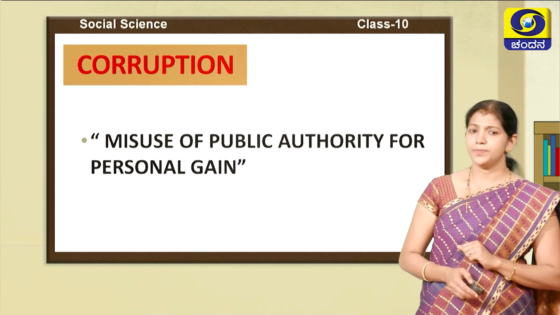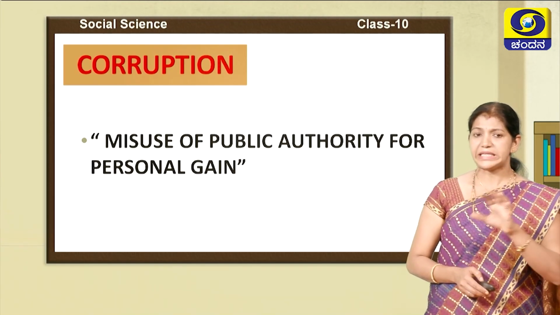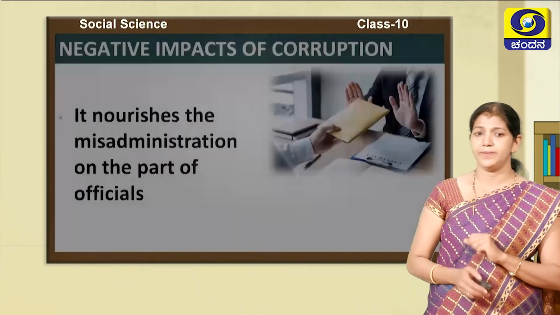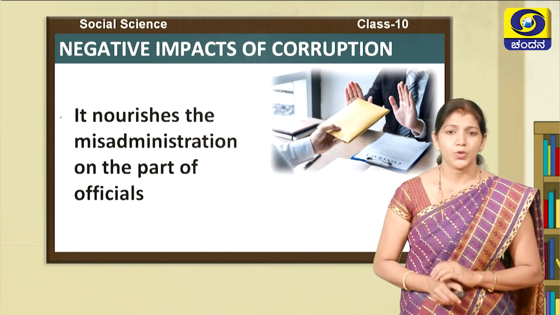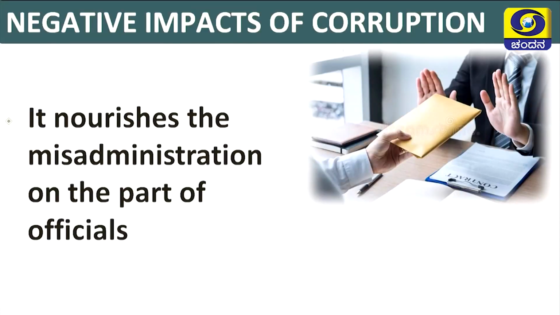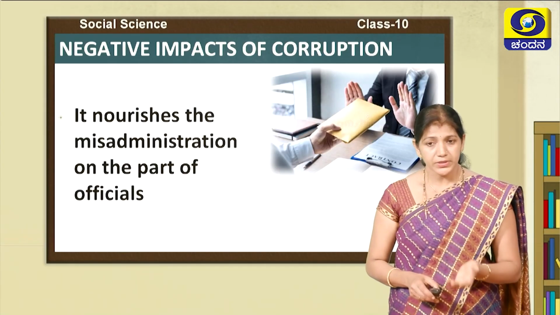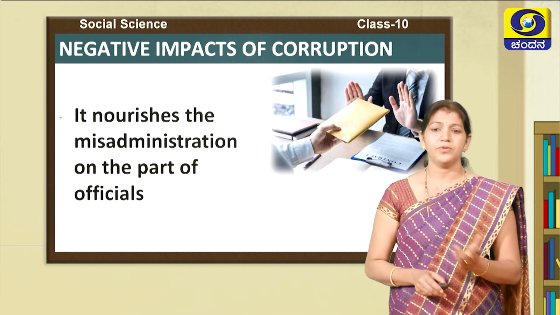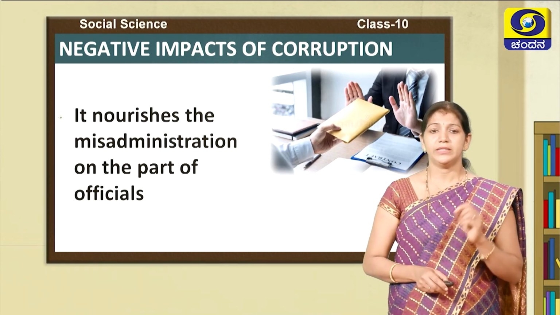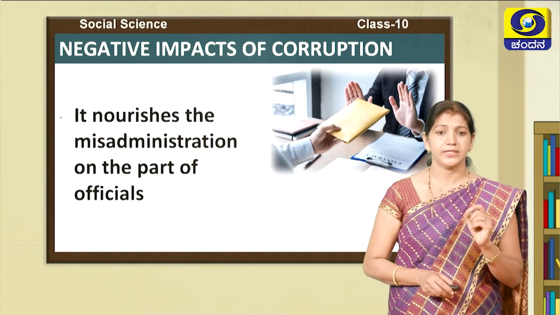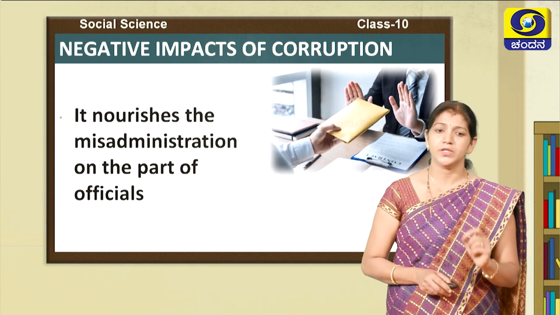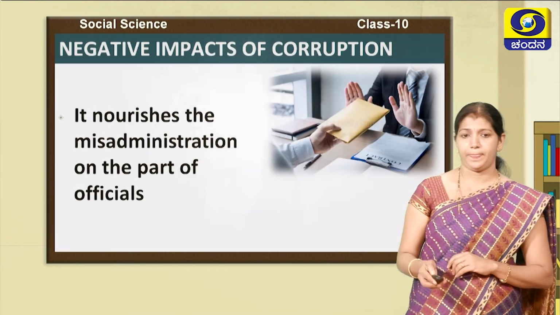Okay, what are the problems of this corruption? How does it create negativity in society? Corruption creates a negative impact on society. The first one is that it nourishes misadministration on the part of officials. When the administration becomes corrupt, everything becomes corrupt. So the first main negative impact of corruption is that it nourishes misadministration on the part of officials.